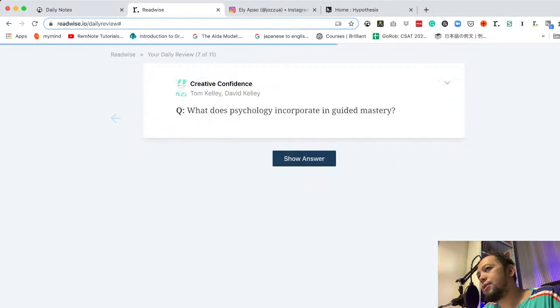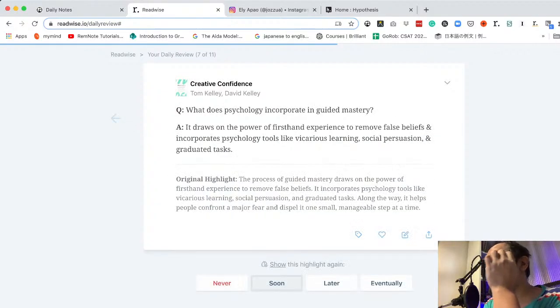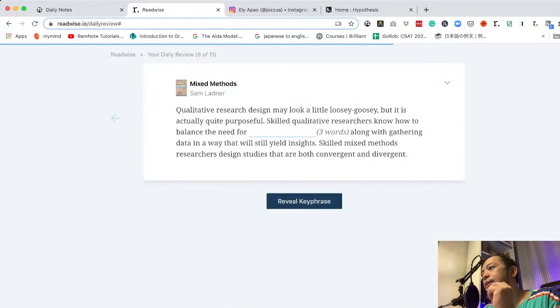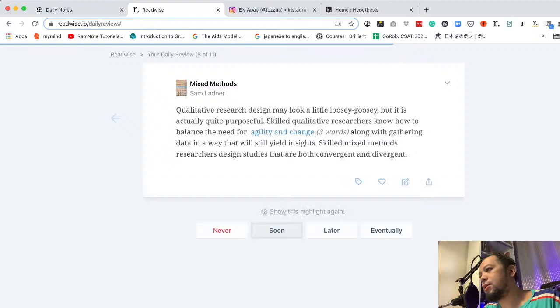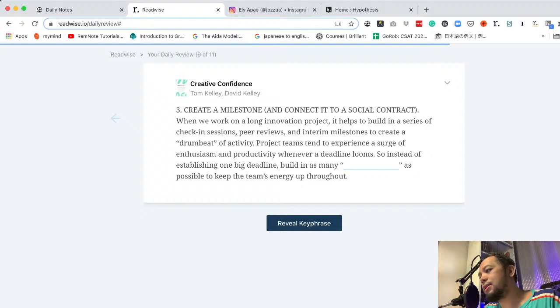Psychology incorporates learning by doing, social learning, first-hand experience to remove false beliefs. The need now is to balance the need for agility and quality, and change. Mini milestones, mini deadlines.